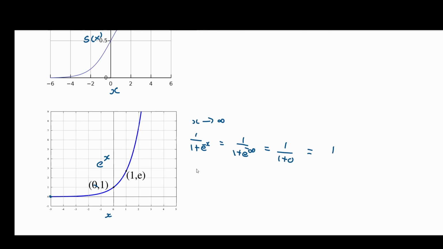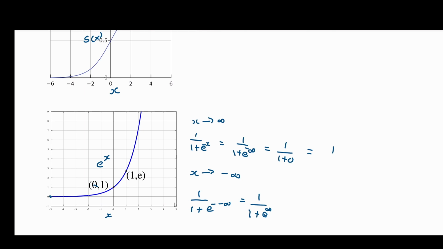So let's take the second scenario. Second scenario, x is a large negative number. When x is a large negative number, the sigmoid will become 1 divided by 1 plus e power minus of minus infinity. This is nothing but 1 divided by 1 plus e power infinity.